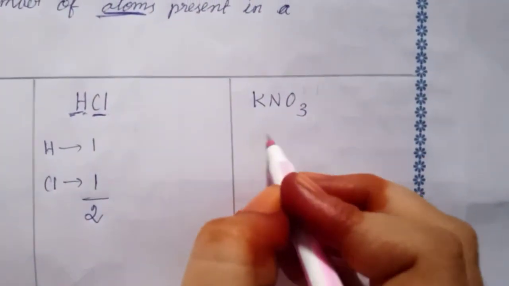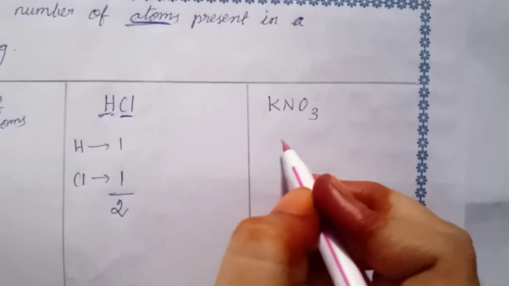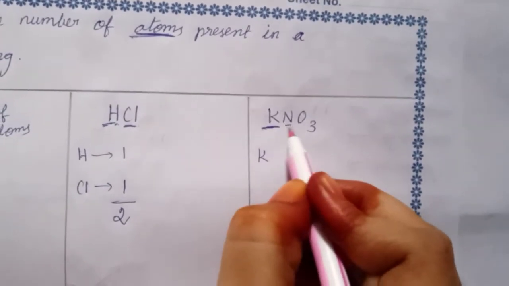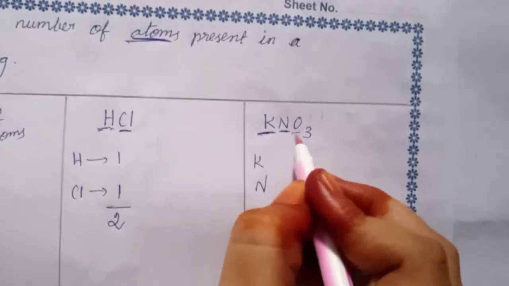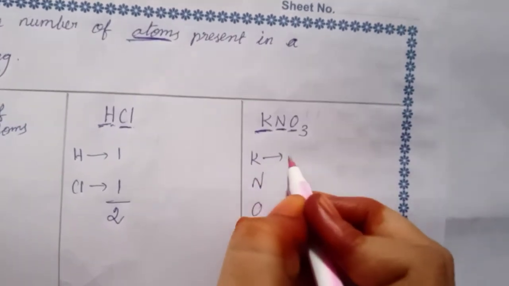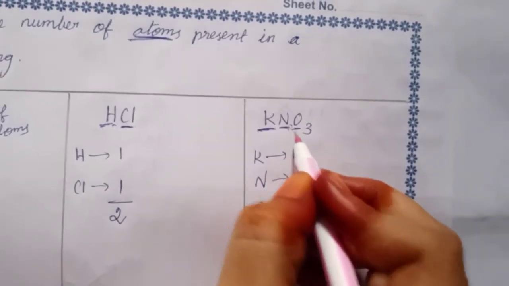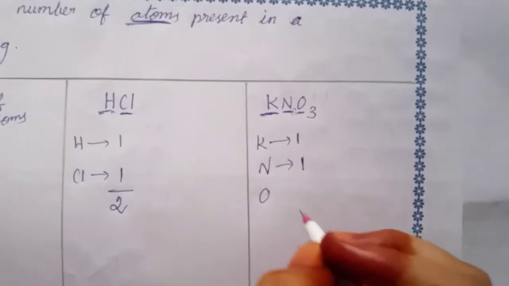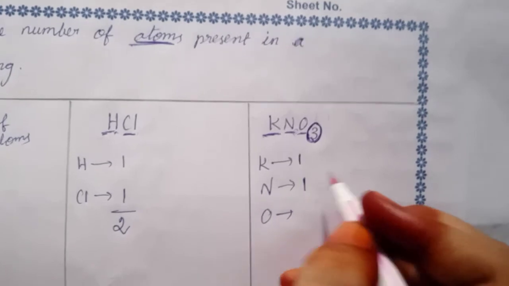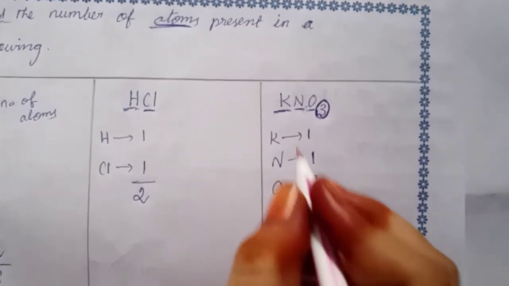Like that KNO3. What atoms are present in it? Don't consider the ions, only the atoms. Here K represents the potassium atom, N represents the nitrogen atom, O represents the oxygen atom. After K there is no subscript, so only one potassium. After N also there is no subscript, so only one nitrogen atom. After oxygen, the number 3 is there, that means 3 oxygen atoms are present. Totally 5 atoms are present in KNO3.